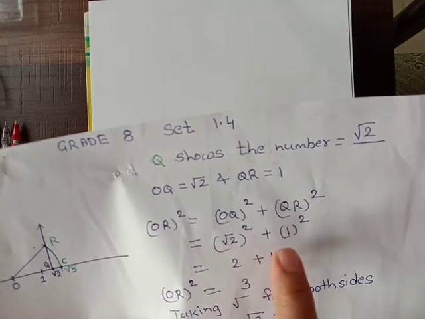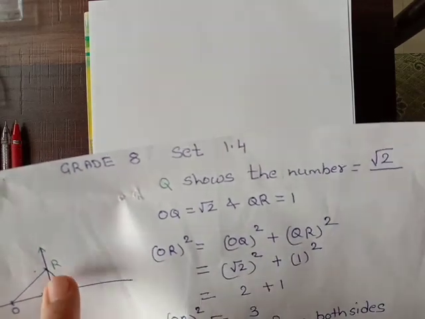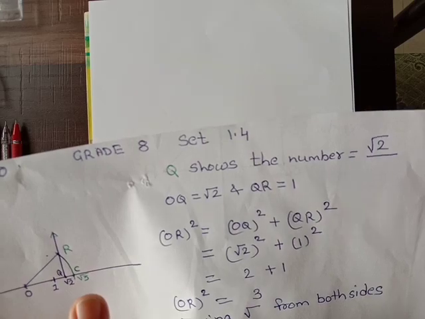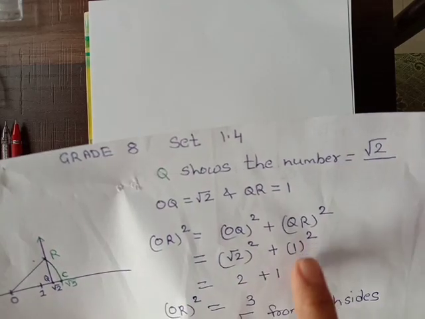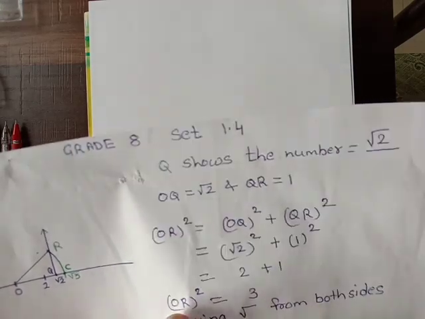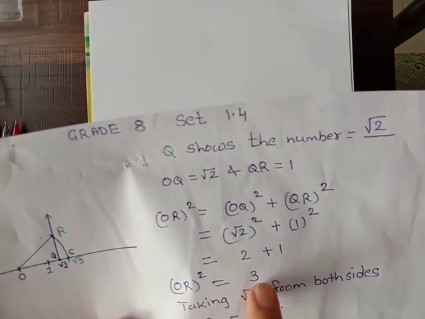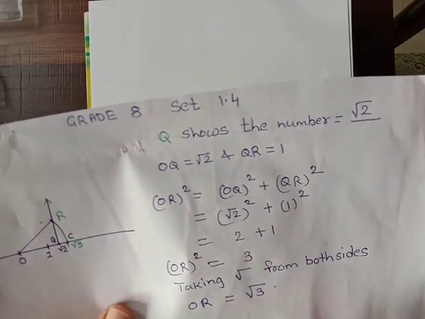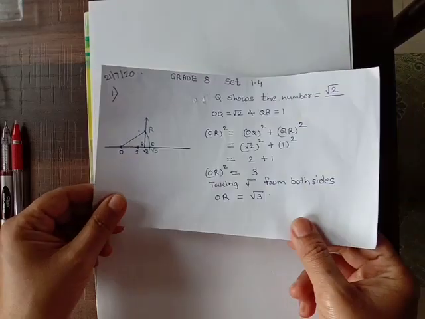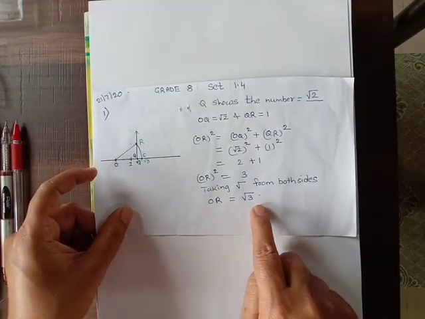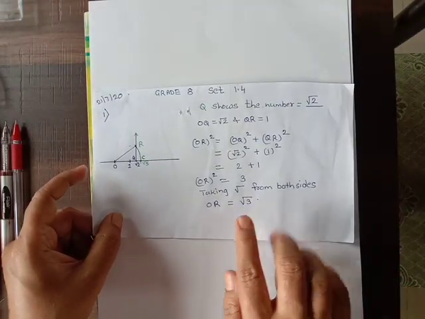So O to Q is root 2. So we got root 2 square plus QR, which is a unit distance. Unit means 1. It is given in the text. So it becomes 1, and 1 square is 1. So OR square we get 2 plus 1, which is equal to 3, and therefore distance OR we got as root 3. Okay, so this is your first question.